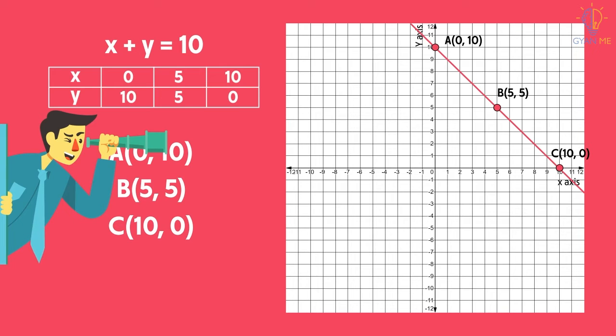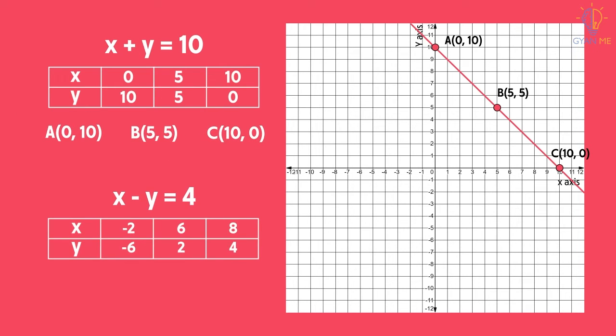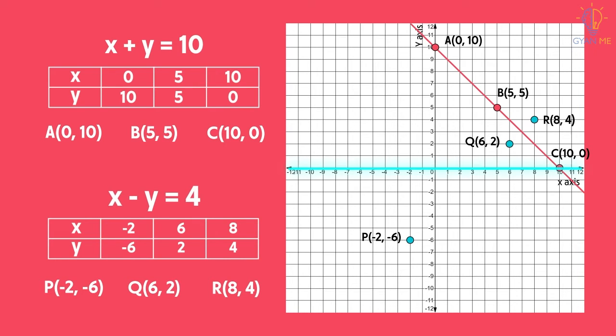We get a straight line. Similarly, plot all the points, that is P, Q and R, for the second equation by taking their proper coordinates on x-axis and y-axis. Again, join all these points and get the second line on the same graph paper. We will again get a straight line. Now observe these two lines.